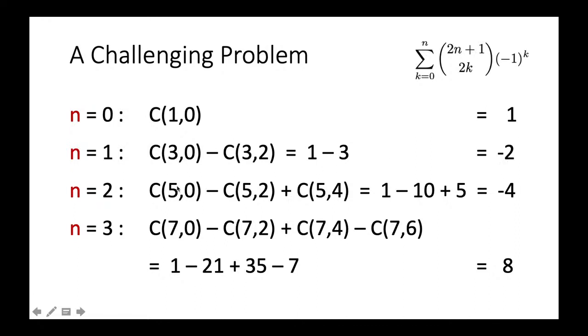When n is equal to 2, we will have 5 choose 0, 5 choose 2, and 5 choose 4. And then, if my calculation is correct, it is going to be minus 4 in the summation. And when n is equal to 3, we will have 7 choose 0, 7 choose 2, 7 choose 4, 7 choose 6. And then oscillating between plus and minus, we will get 1 minus 21 plus 35 minus 7, and it is going to be equal to 8. So none of these numbers is divisible by 5.